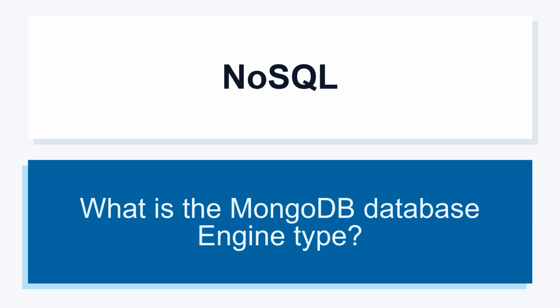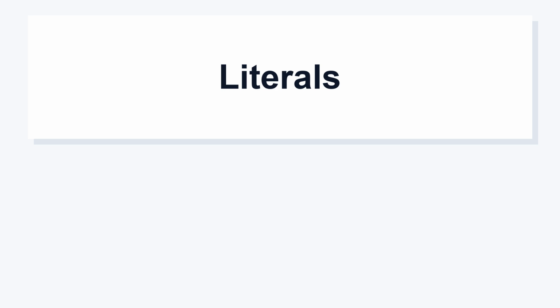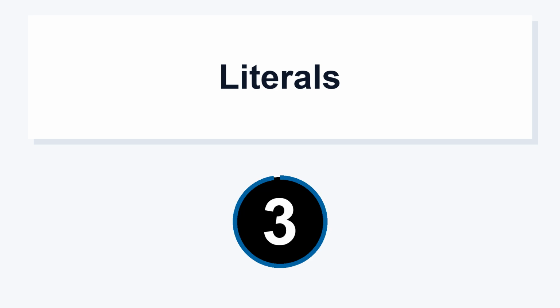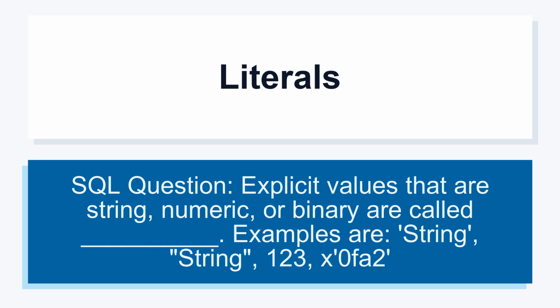What is the MongoDB database engine type? Literals. SQL question: explicit values that are string, numeric, or binary are called ___. Examples are 'string', '123', x0fa2.